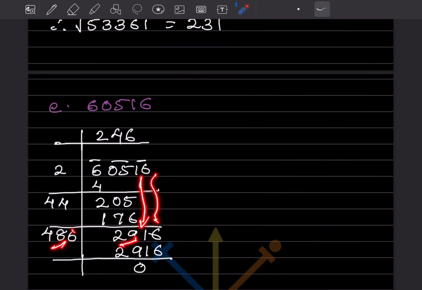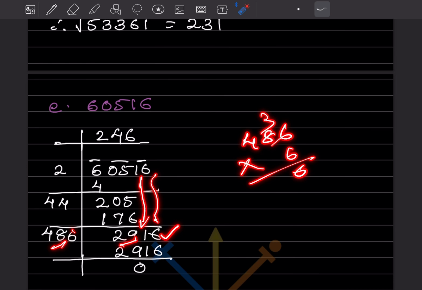So here will be, this is 6. So this will be 486 into 6. So that will be 2916. So the remainder is 0. So this is the answer.